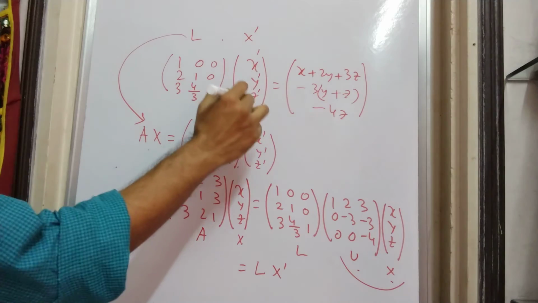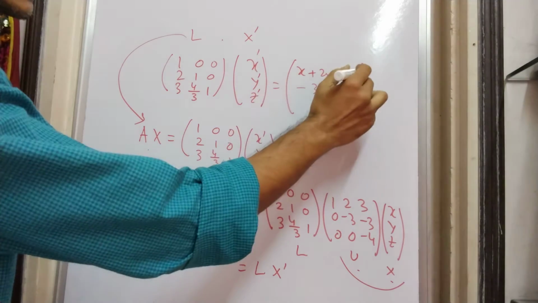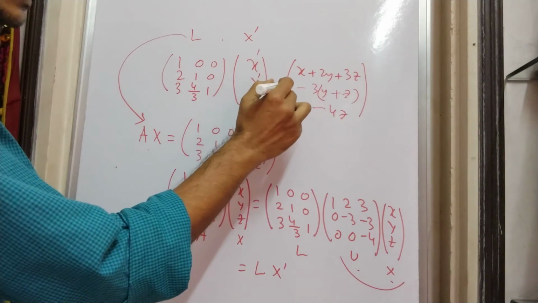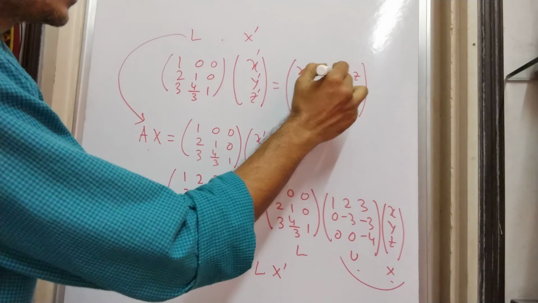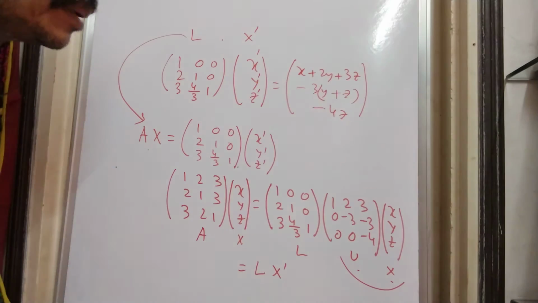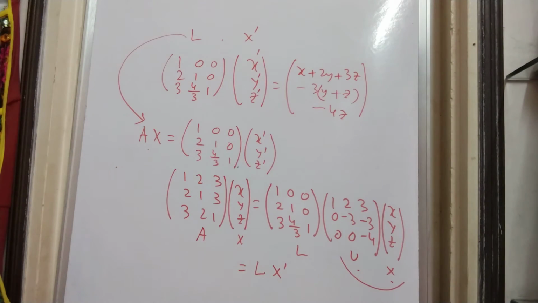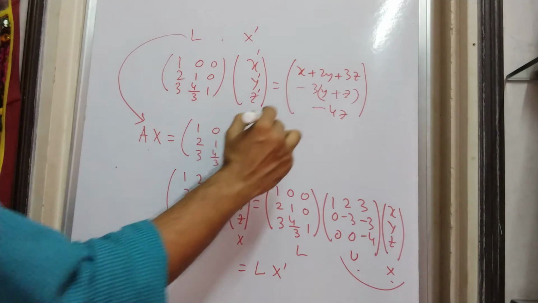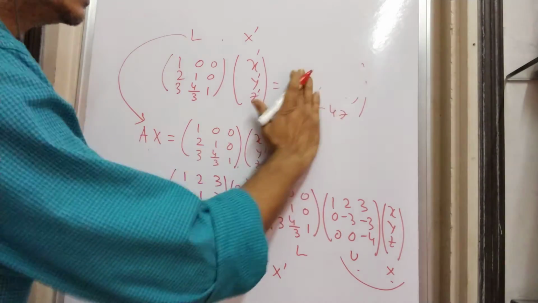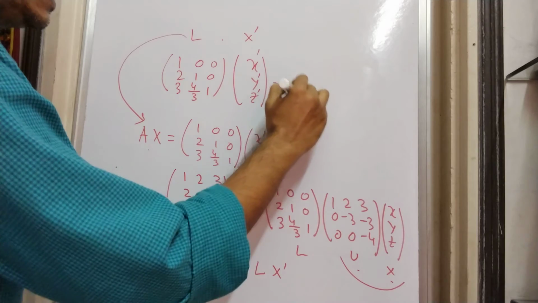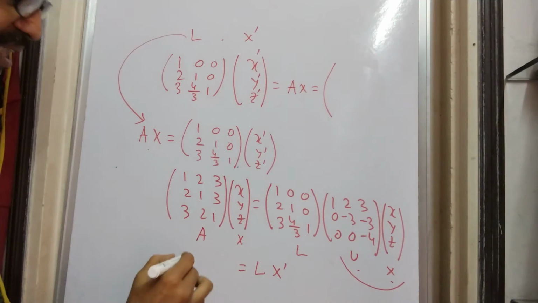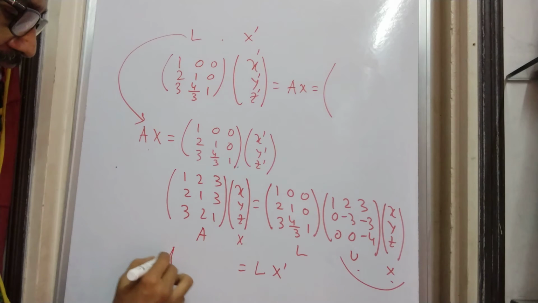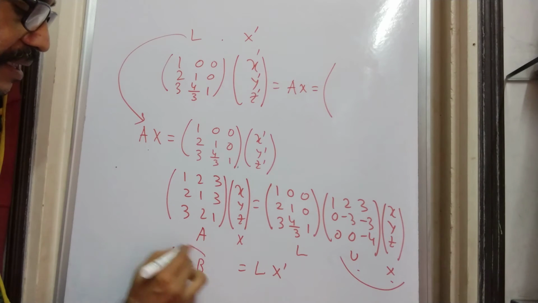So what is x prime, y prime, z prime? They are this. So L will be multiplied with this, with that. So what we do is that we represent this as x prime, this as y prime, and this as z prime. So we have this as x. Now let us take the original equation as Ax equal to b.